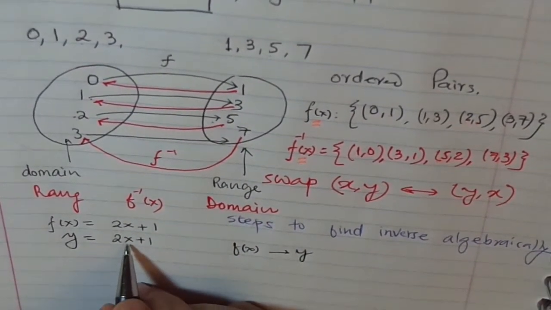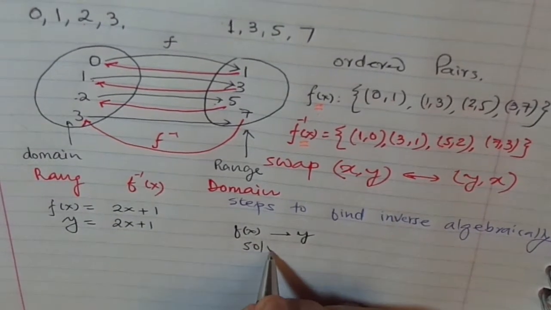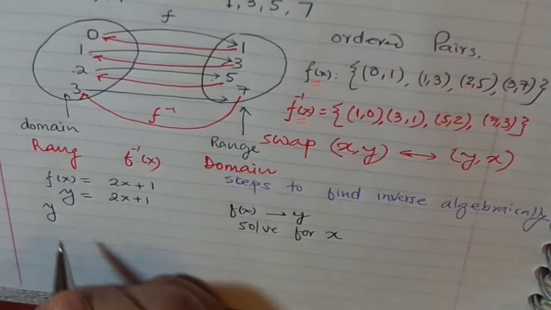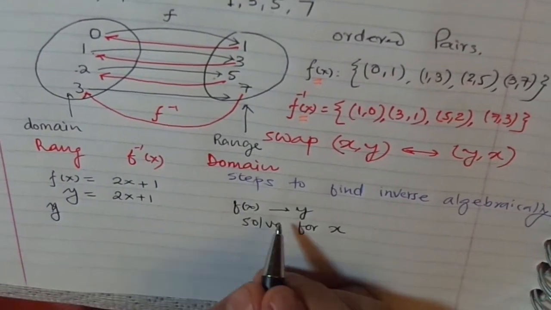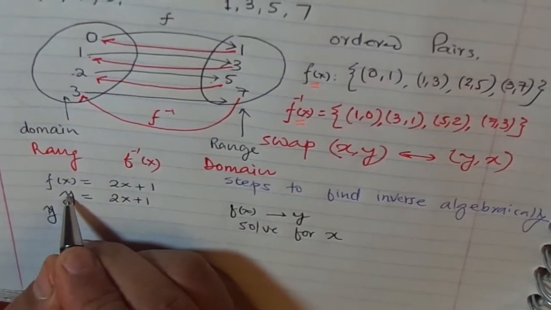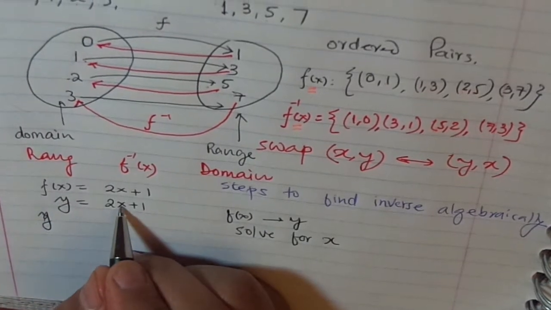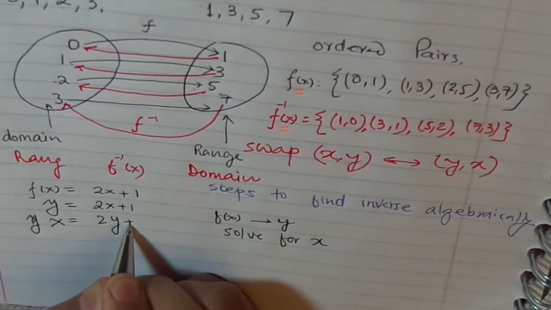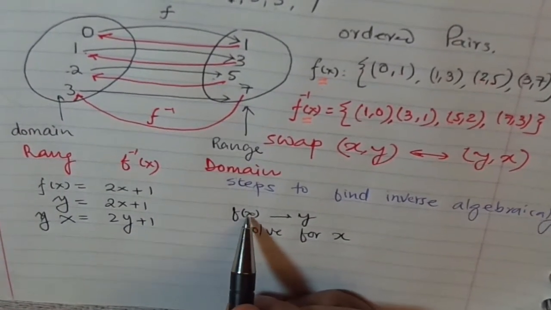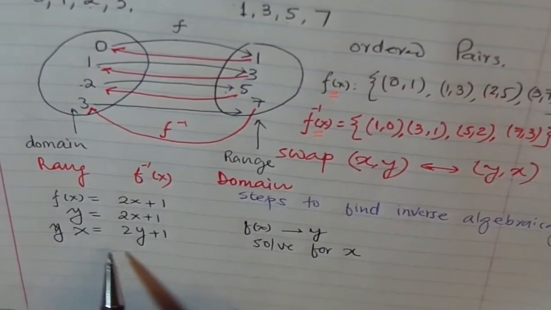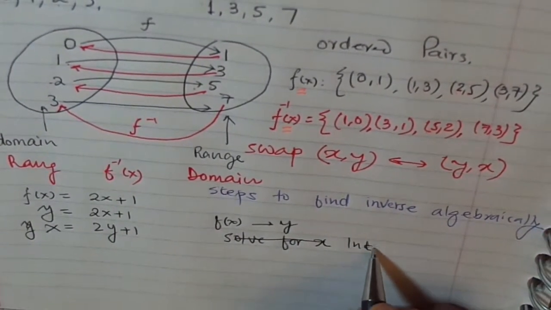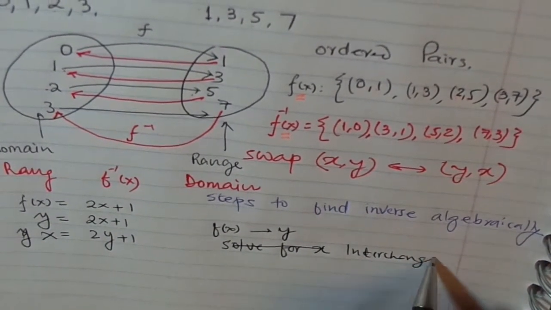Now solve for x. First is to change x to y. So here y will be replaced by x and x will be replaced by y. This becomes x equals 2y plus 1. So we have changed f(x) to y here, and in this step we have interchanged x and y.